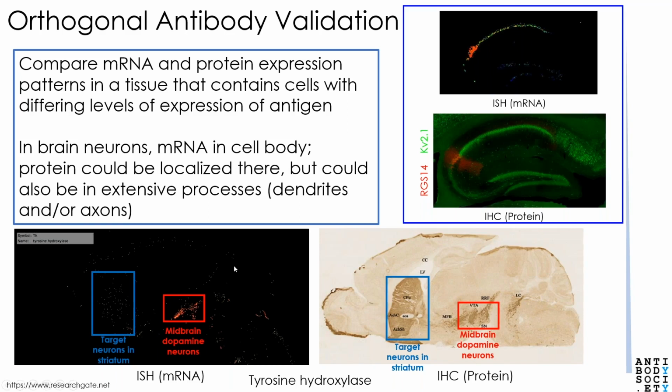The example on the bottom is a bit more complex in that the bulk of the mRNA signal, as shown in the left panel, is in the red box outlining the midbrain. While the antibody labeling shown in the right-hand panel has substantial additional signal in the blue box outlining the striatum. However, this antibody labeling in the striatum is not nonspecific labeling, but specific labeling of the nerve terminals located at the end of axons that project from the midbrain dopamine neurons, whose cell bodies contain the mRNA, over to their target neurons in the striatum. This example emphasizes that orthogonal validation for IHC must be supported by knowledge of the anatomy of the tissue in which it is being performed.